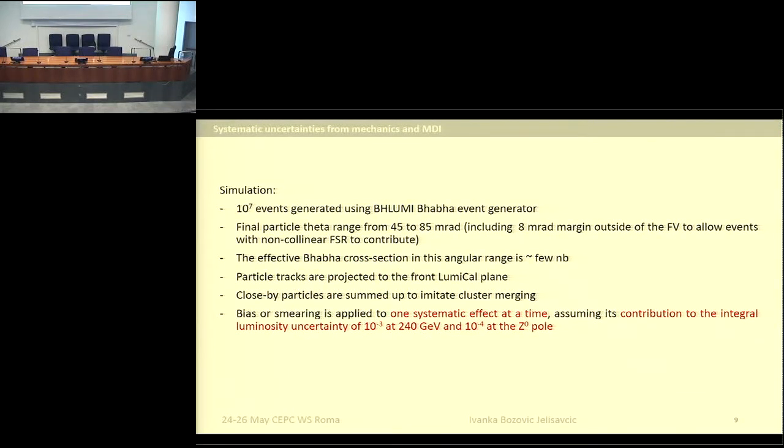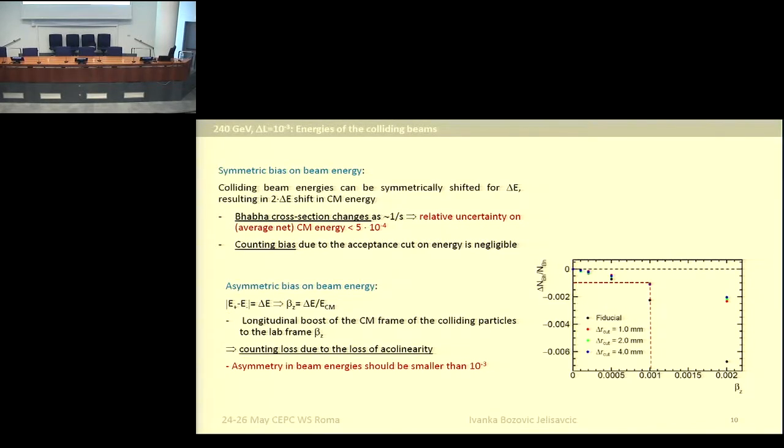So it has been done with 10 million events for each systematic effect. Every effect is taken as a 100% effect. Once you know the uncertainty, you can correct for it. But now we assume 10 to the minus 3 at the Higgs production threshold and 10 to the minus 4 at the Z0 pole. Just to mention that particles are generated a bit outside of the detector fiducial volume in order to allow events with final state radiation to contribute.